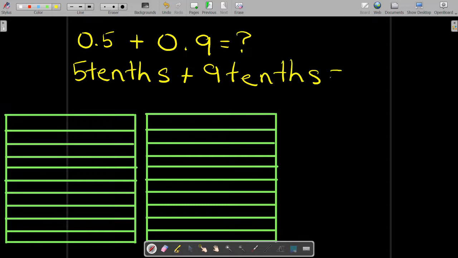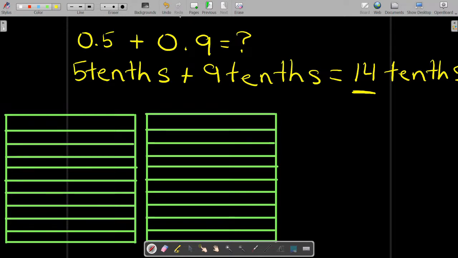Now if we have 5 of something and we're adding 9 of something, what do we get? Well, we would get 14 of something. 14/10 to be exact. Now there might be a little confusion here because tenths only have 10 in them, but here we have 14. So how do you write 14/10?